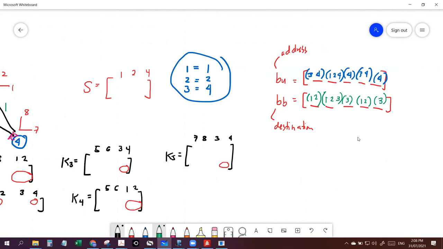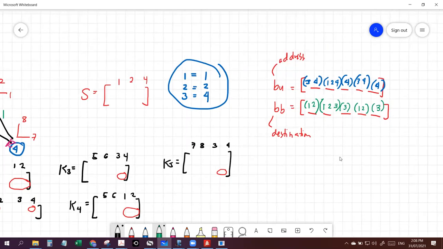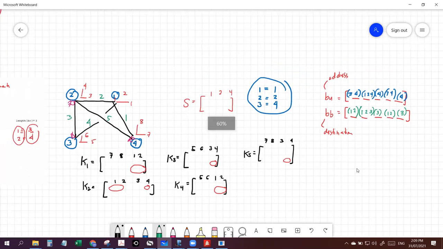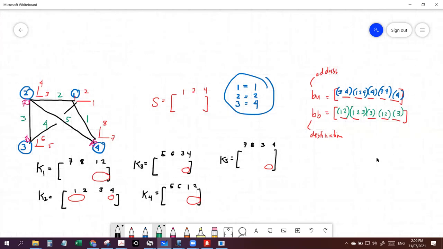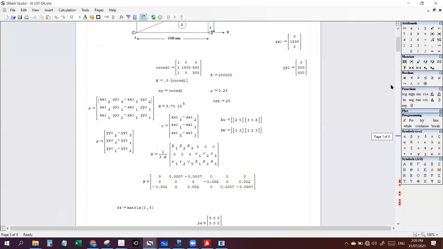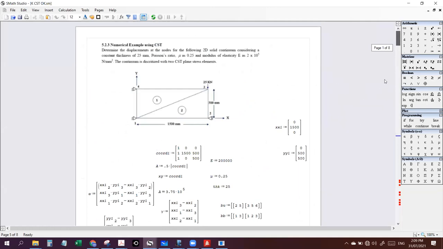When it comes to the assignment, you can use Excel, but I cannot help you with that. It is up to you to code it. I do have a lecture video, I believe, on trusses and beams, where I used Excel. But for the plate, the two-dimensional problem that we will solve later, I only used the S matrix. And as you will notice, I also used the BU and BB matrix, and the same code to generate and automate the S matrix. But since there are only two elements, you can manually do your S matrix. It is still small.